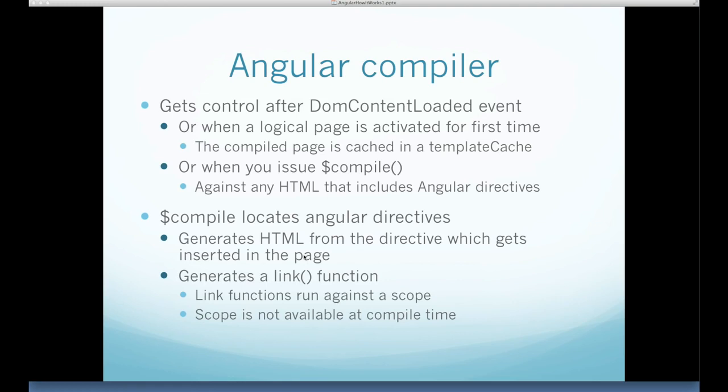Now, at the time of compile, which only executes once, Angular doesn't know what the scope will be that is actually executing any functions inside of the directive. So to execute those functions, you have to have a scope. What Angular does is it generates a link function which, when a scope is activated, will run against that scope.